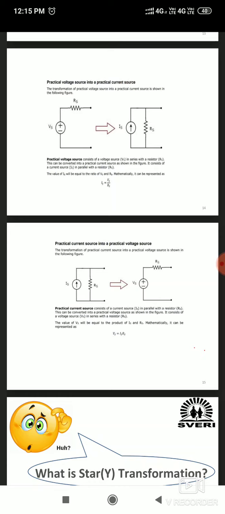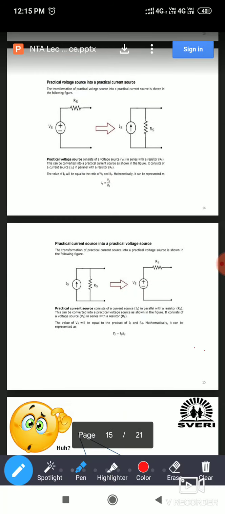म्हणजे voltage source तुम्हाला कन्वर्ट करंट सोर्स मध्ये करता येतं, आणि करंट सोर्सचं कन्वर्शन प्रॅक्टिकल व्होल्टेज सोर्स मध्ये करता येतं. ओके, now diagram is given here. So the diagram is given here. Practical voltage source into practical current source. So in a practical voltage source, the Vs source will be there having some value. Rs is the internal resistance or series resistor, we can say. Rs is having some value. Both are connected in series.